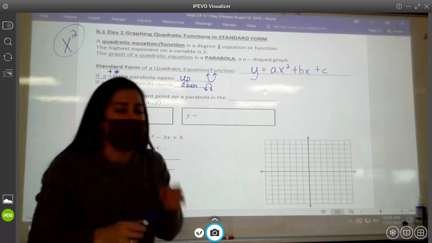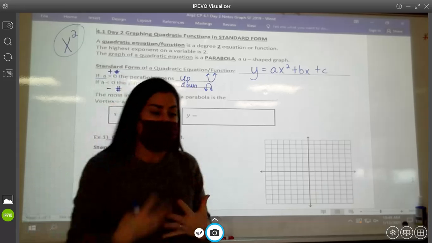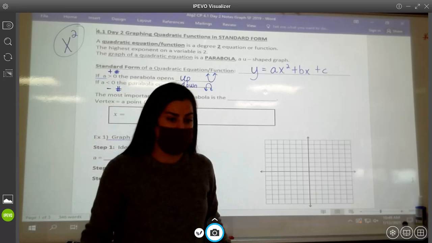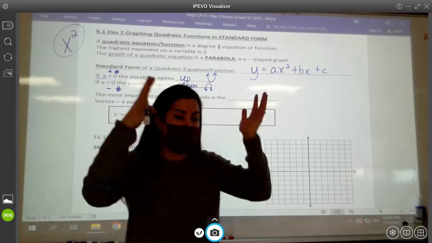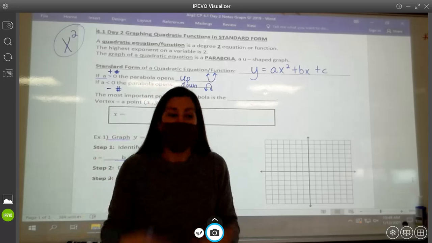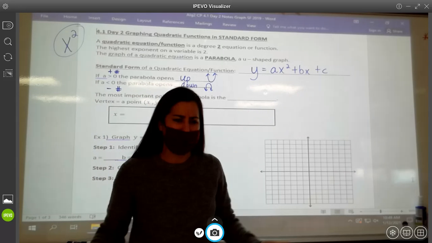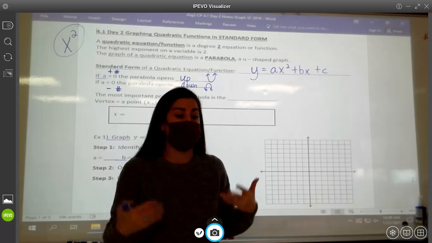That's always nice because you should have a visual as to what that parabola is going to look like before you even start graphing it. So if it's supposed to go up and your parabola is going down, you can catch your own mistake and say, wait a minute, that's got to be wrong. This parabola is supposed to go up.